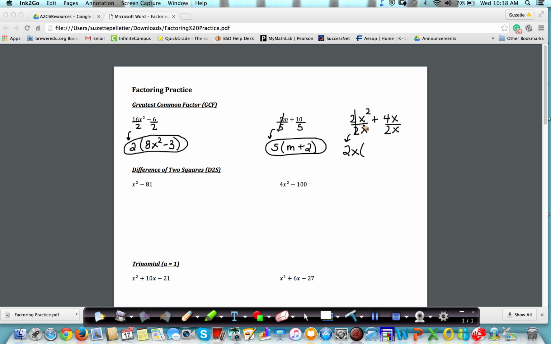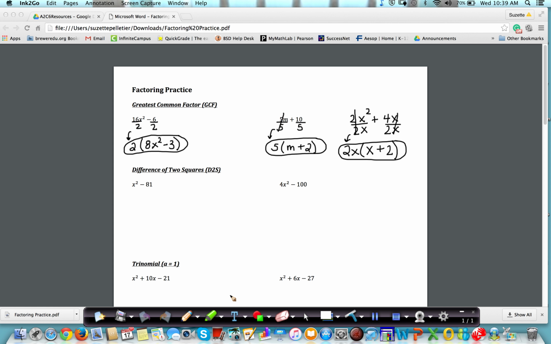2 divided by 2 is 1. I had x squared, so I had 2 x's, and I took 1 away, leaves me with 1. 4 divided by 2 is 2, and anything divided by itself is 1. So there, I'm left with 2x times x plus 2. So you can take out letters as well as numbers.